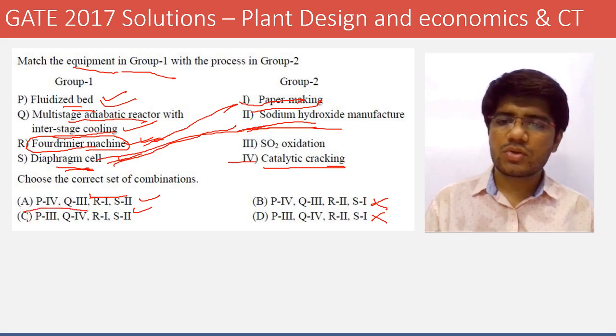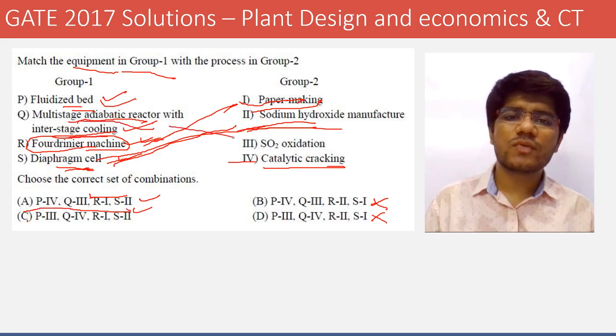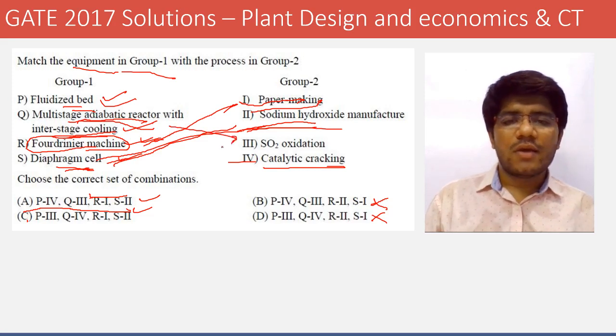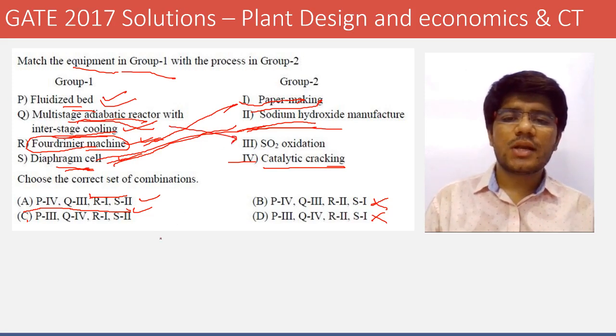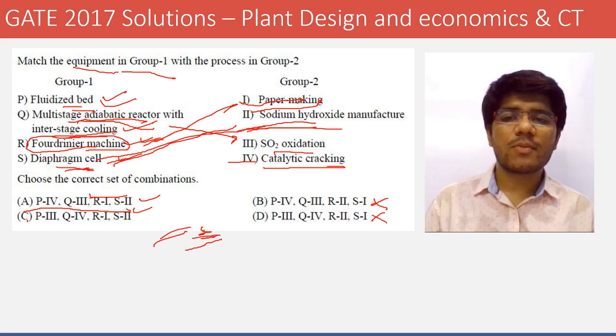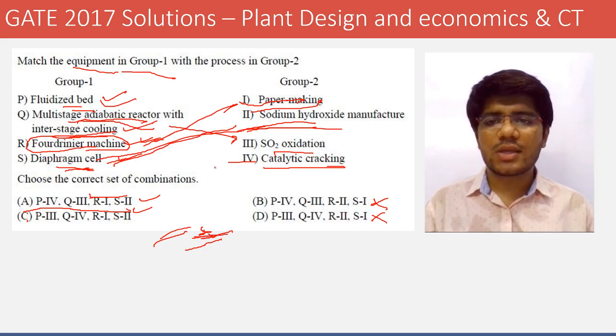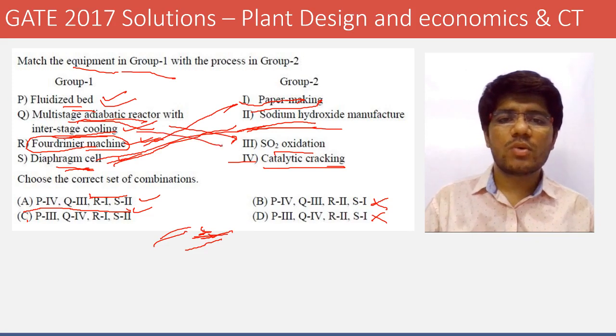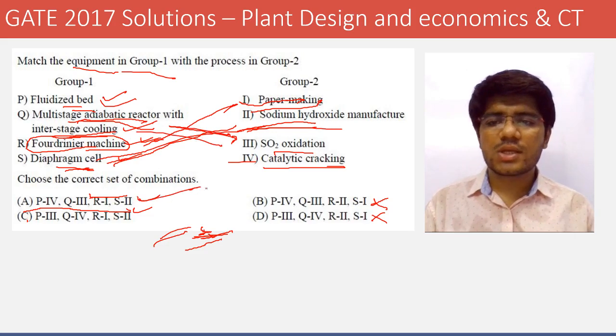P equals 4, Q equals 3, R equals 1, and S equals 2. So Q equals 3 means a multistage adiabatic reactor with interstage cooling, and that goes with SO2 oxidation. Again, we have already seen that in SO2 oxidation the contact process is used, and we said it is the double contact, double absorption process, which means there is interstage cooling in that. So you can think that Q will match with the third one. So the answer for this question is A.